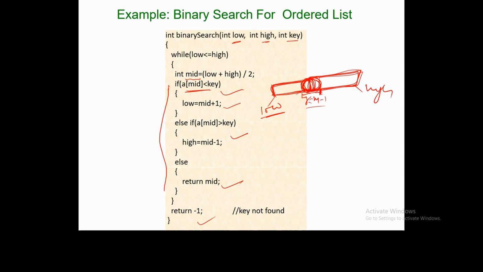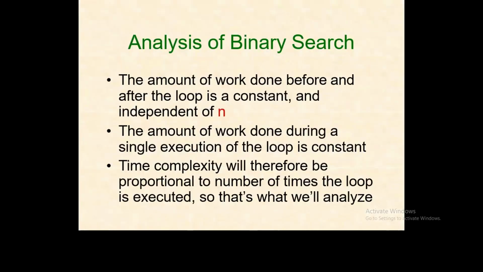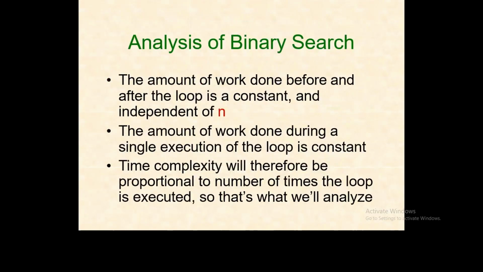Okay, so this is the algorithm for binary search for the ordered list, or we can say the sorted list. The list is in sorted order, either ascending or descending. Now, if we are talking about the time complexity, or if we want to analyze this algorithm, then the amount of work done before and after the loop is constant and independent of time.